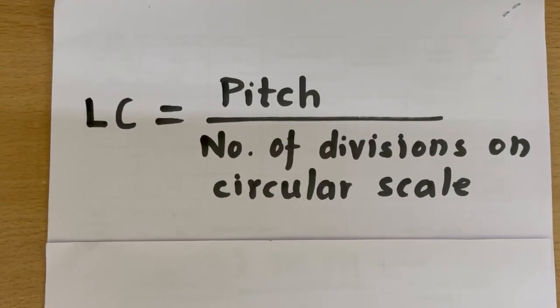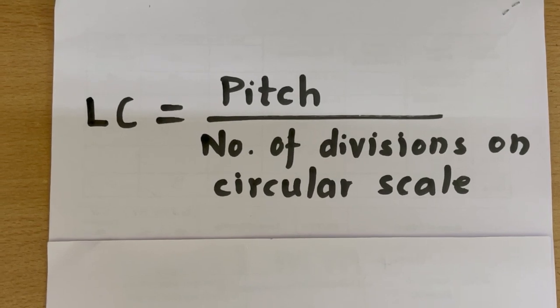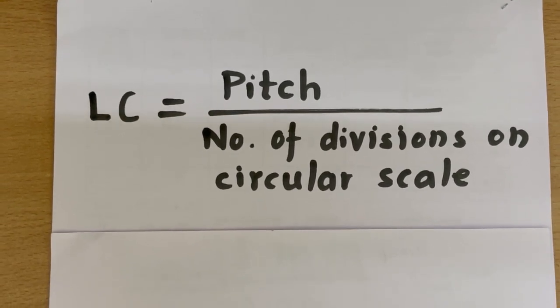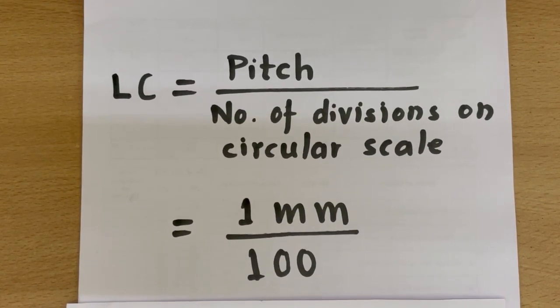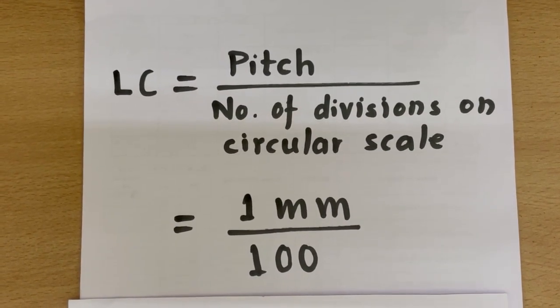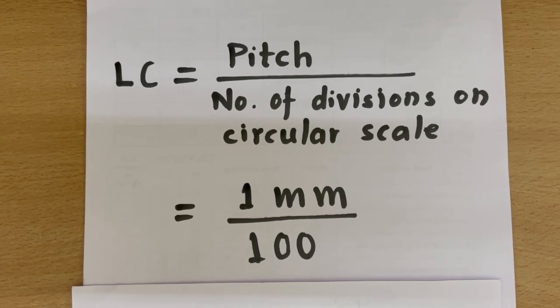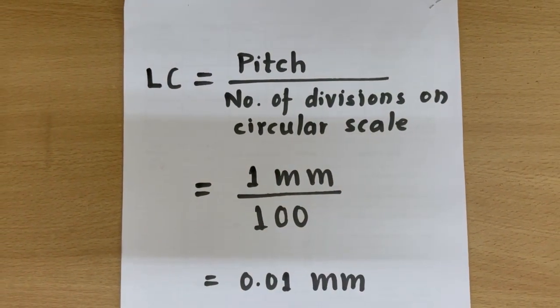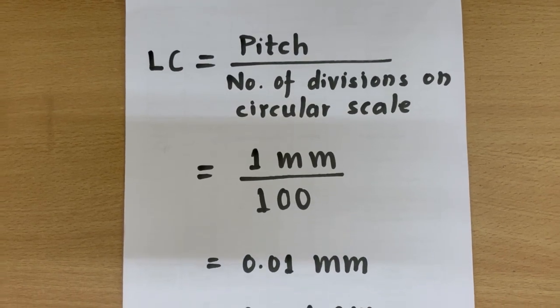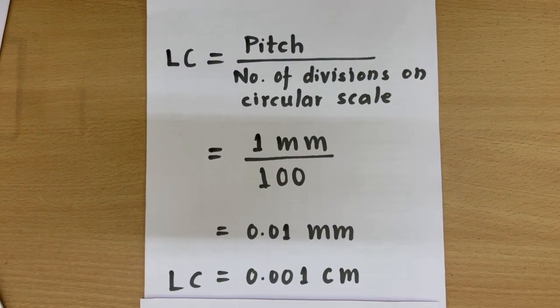Least count is defined as pitch divided by the number of divisions on the circular scale. That is, 1 millimeter was the distance travelled by the circular scale in one rotation, and the total number of divisions as we have seen is 100. So the least count turns out to be 0.01 millimeter, which is 0.001 centimeters.